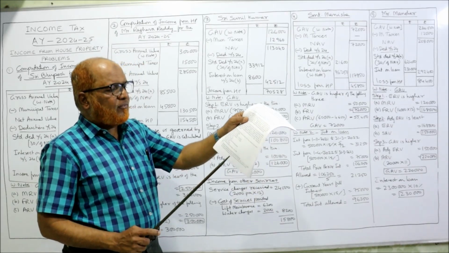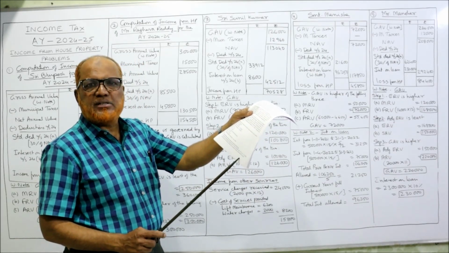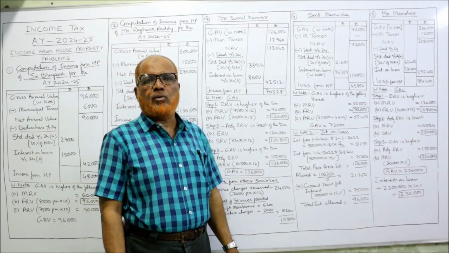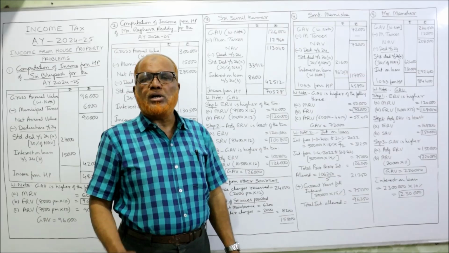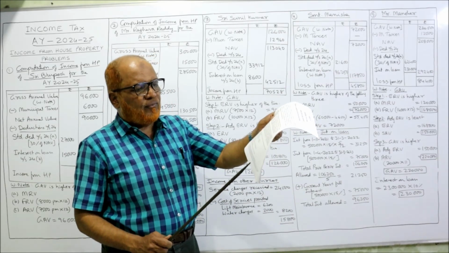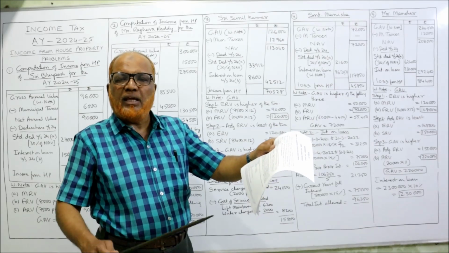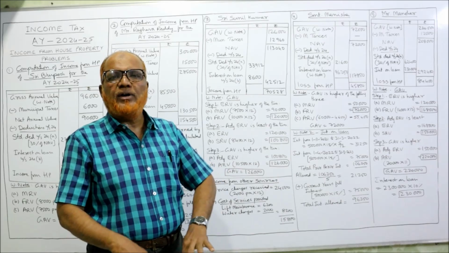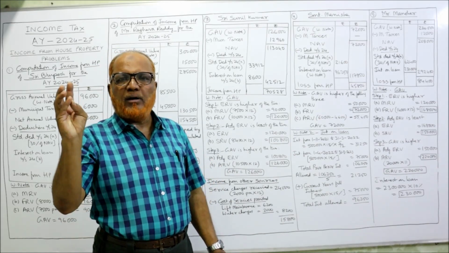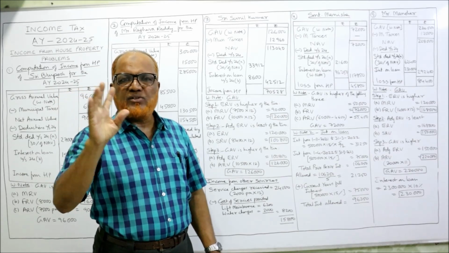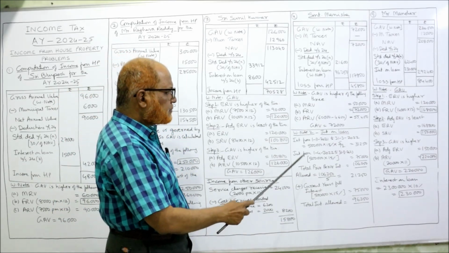The loan was taken 5 lakh rupees at the rate of 15% interest on 1/11/2021, 1st November 2021. Accounts are closed every year on 31st March. So after 1/11/2021, the next year end is 31st March 2022. So we have to calculate November, December, January, February, March. So first 5 months interest we will take.